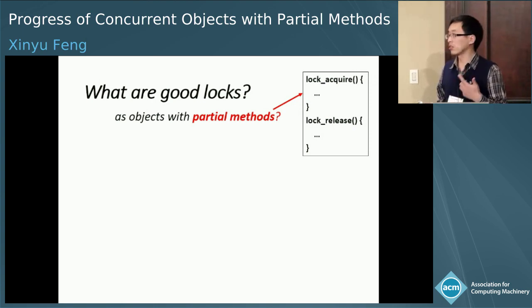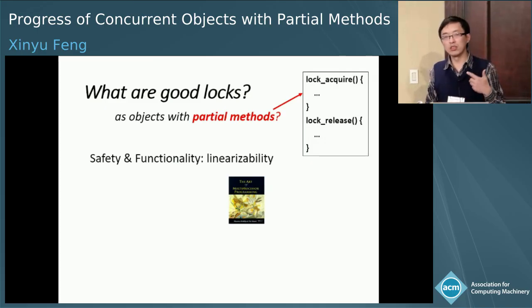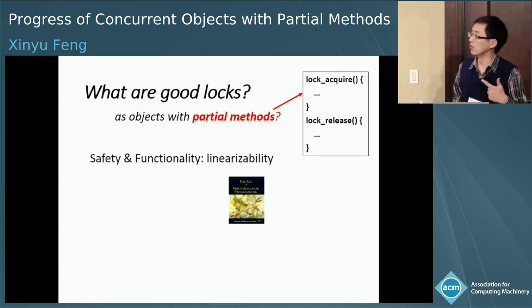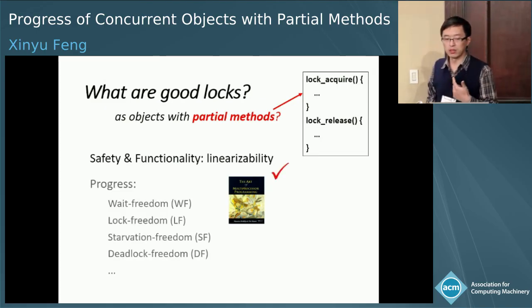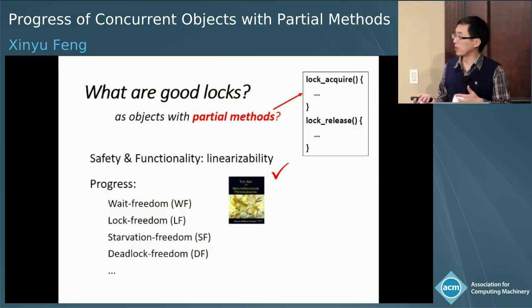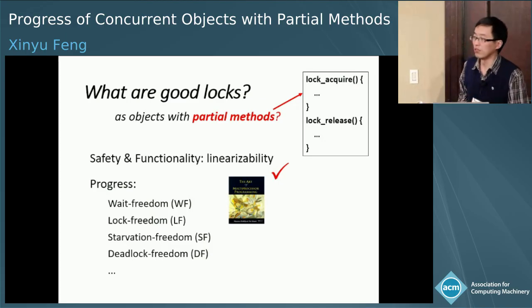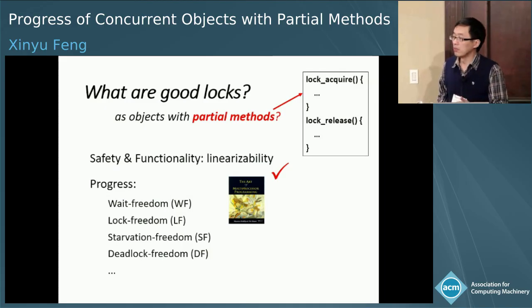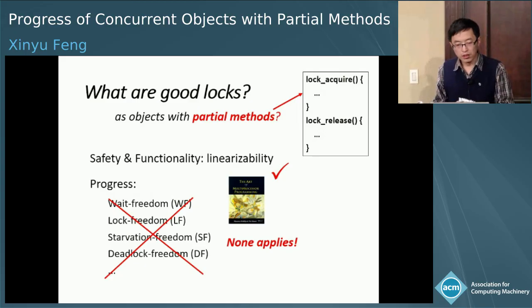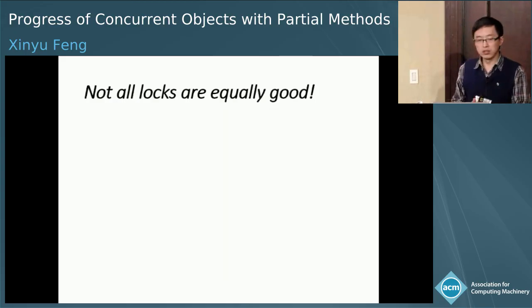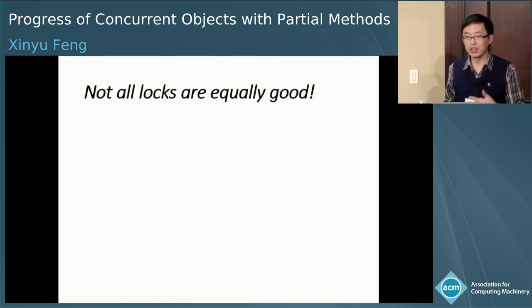So if we care about correctness, if it's just about safety or functionality, then linearizability still serves as a good definition in this case. But if we consider progress properties, these are the properties proposed in the literature: wait freedom, lock freedom, starvation freedom, and deadlock freedom. But none of them applies to locks. Also, for lock implementations, even if they are all useful, they are not equally good.